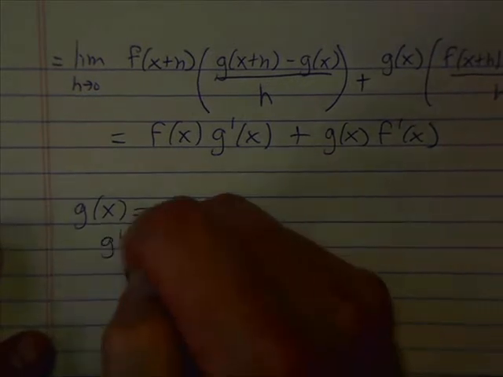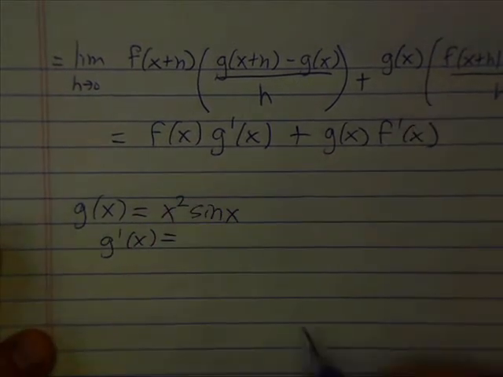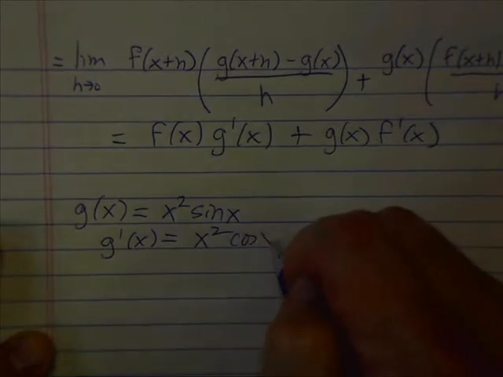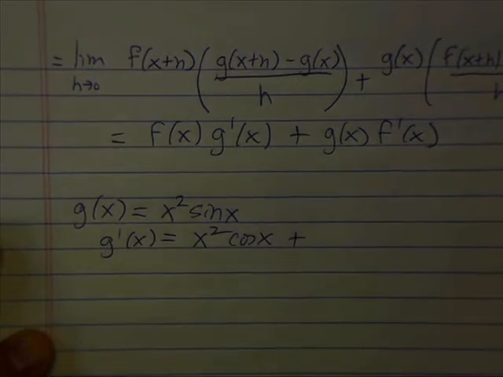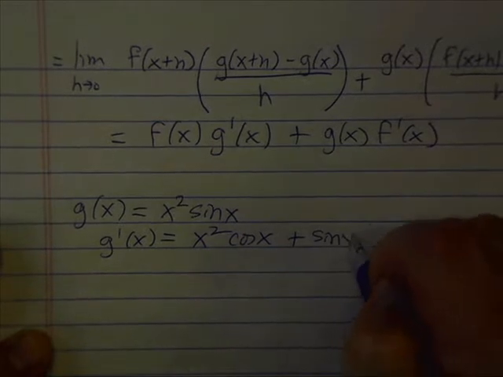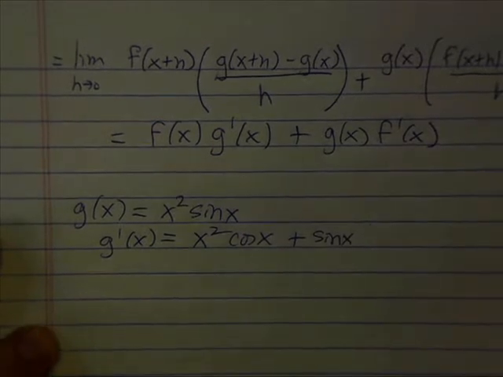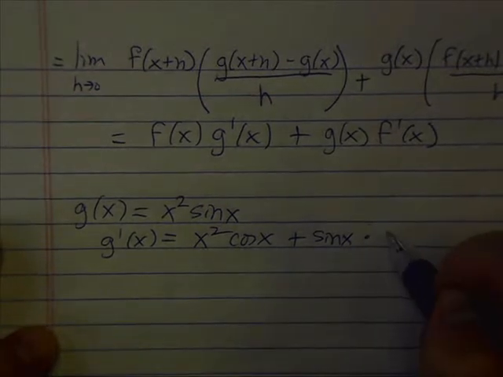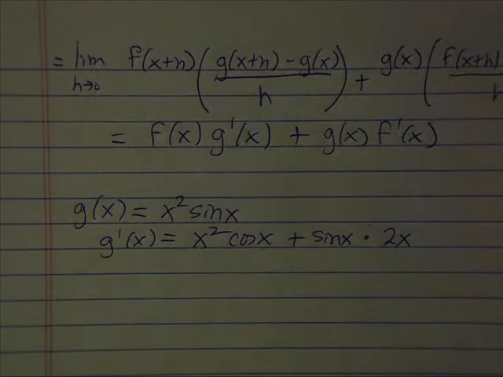So our answer is going to be g prime of x is. I leave the first one alone. That's x squared. I take the derivative of the second. What's the derivative of sine? Cosine. So cosine x. Plus. Now I leave the second one alone, that's sine x. And I take the derivative of the first one. The derivative of x squared is 2x. As far as I'm concerned, you can leave it just like that. Could you simplify? I suppose you could factor an x out. There's an x here and an x there. You could factor an x out, but you don't have to. Leave it just like that for now.